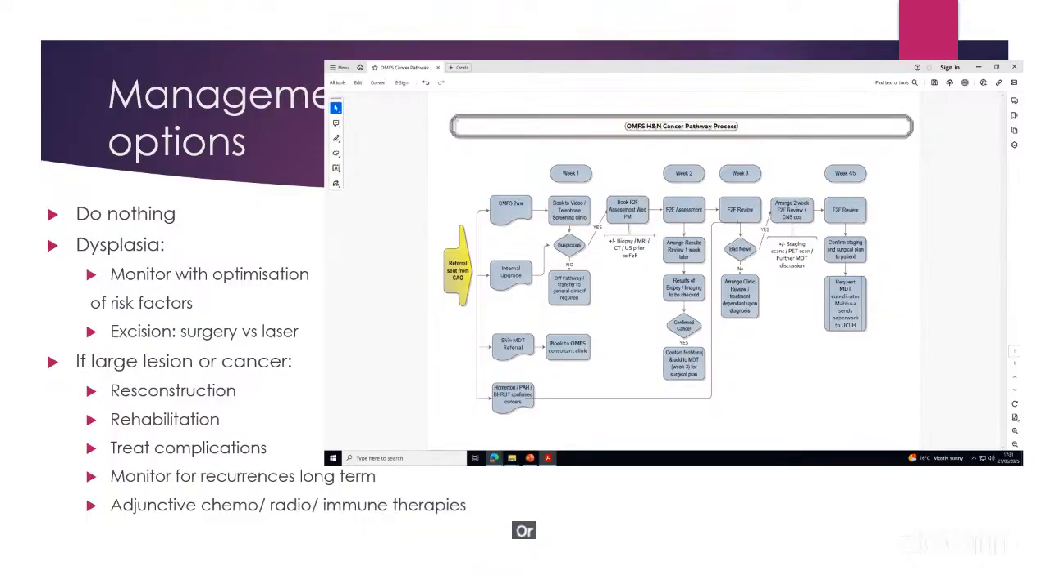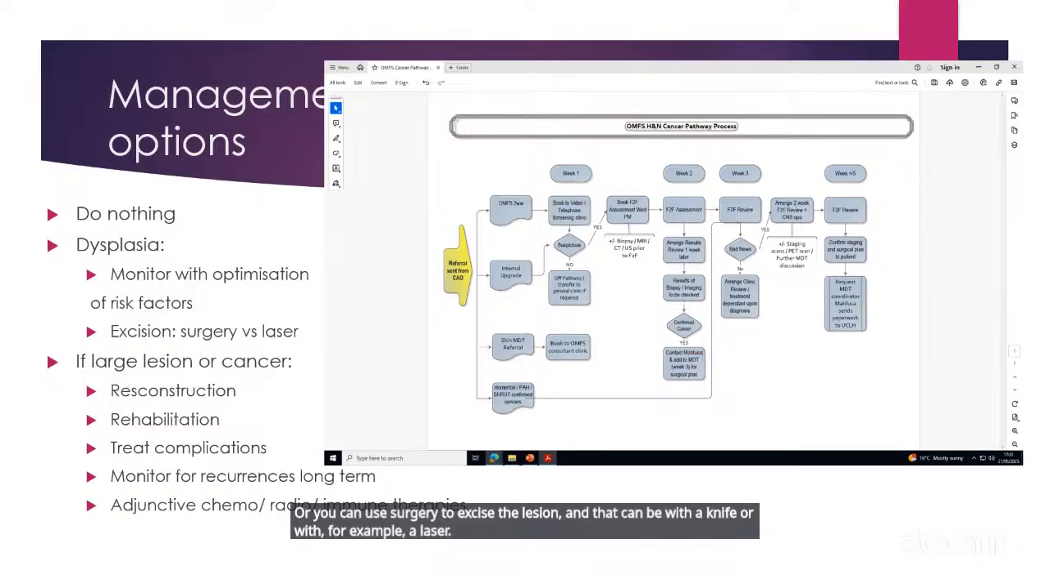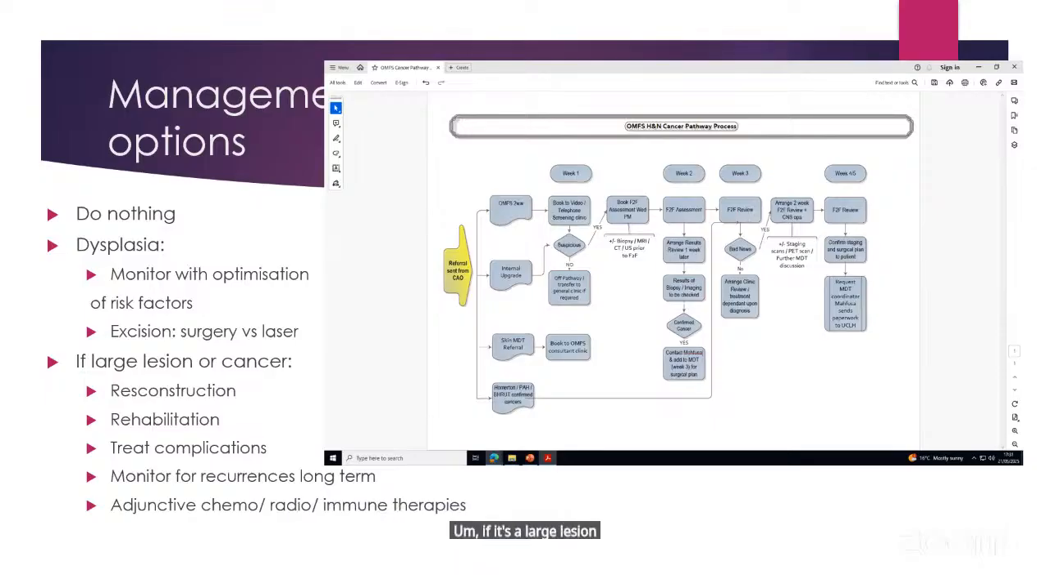Or you can use surgery to excise the lesion, and that can be with a knife or with, for example, a laser. If it's a large lesion or a cancer, as well as this, to keep the functioning of the patient forward, they will need some reconstruction and rehabilitation to bring function back to as close to normal as possible.